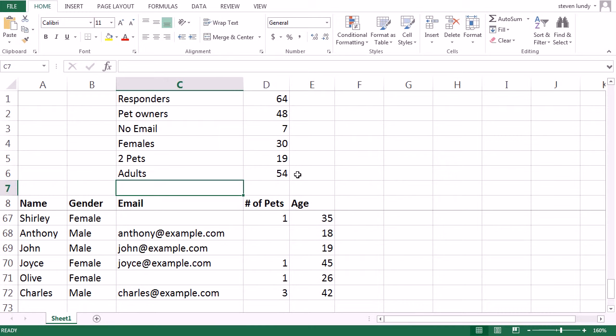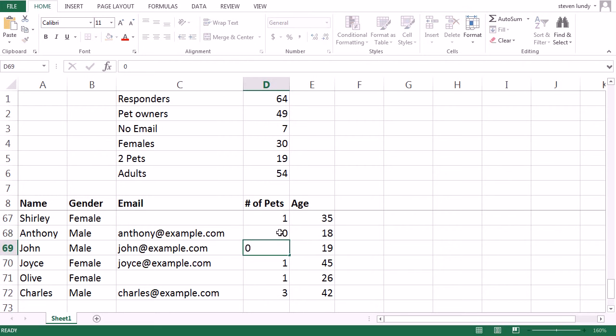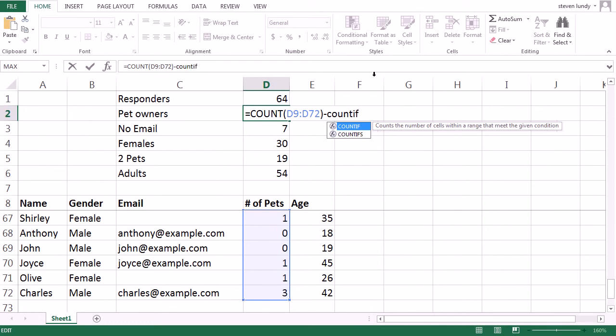Since these functions give back numbers, we can put arithmetic operators, like plus, minus, multiply, divide, between them to create more complex expressions. For example, when we counted the number of pet owners, we counted the number of cells with numbers in them. This worked, but if someone had put in that they had 0 pets, instead of leaving it blank or putting none, we would have miscounted because it would have counted the people who had put in 0. To fix this problem, instead of just counting the numbers, we could count the cells that have numbers and then subtract the number of cells that have 0 in them.